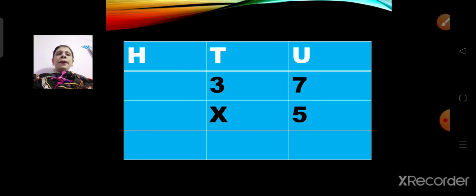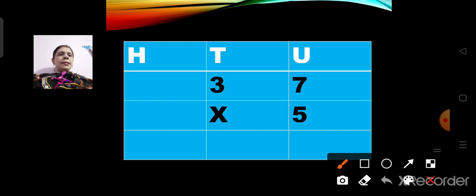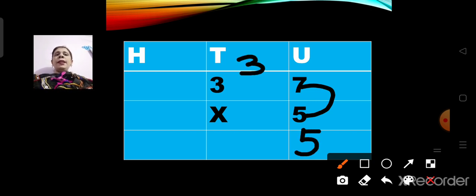Next, 37 multiplied by 5. The numbers are arranged according to their place value. Let us multiply. 7 1s are 7, 7 2s are 14, 7 3s are 21, 7 4s are 28, 7 5s are 35. So this is 5 here and 3 will carry over in tens place.